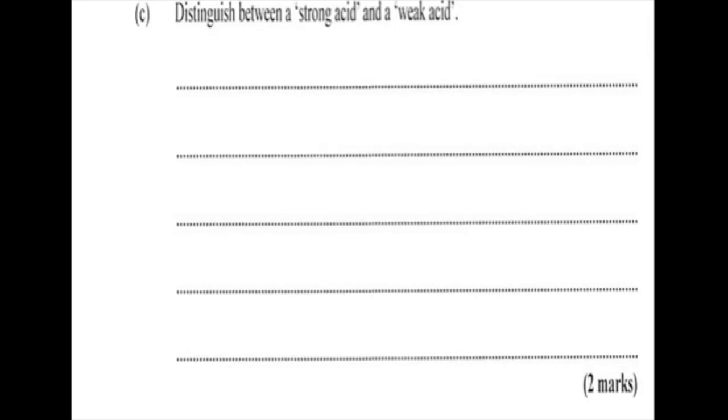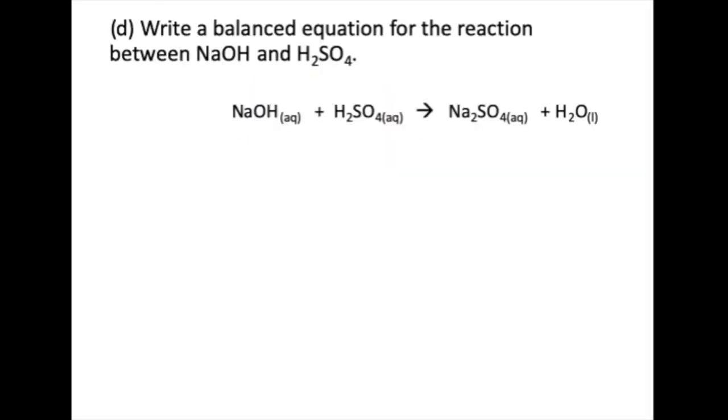Now, a weak acid, on the other hand, is one that partially dissociates or partially ionizes in water to produce few H+ ions. So part D, 1D, asks us to write a balanced equation for the reaction between sodium hydroxide and sulfuric acid. So we have the formulae, they're all there, they're all correct. So it's just a matter of balancing.